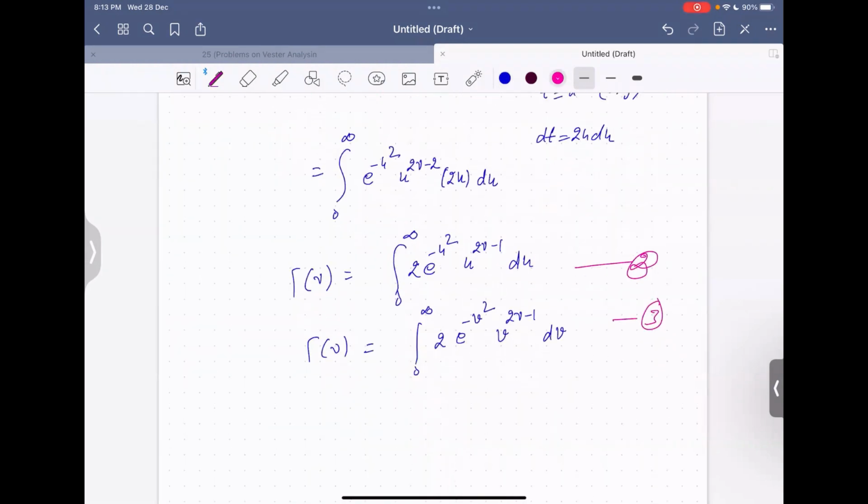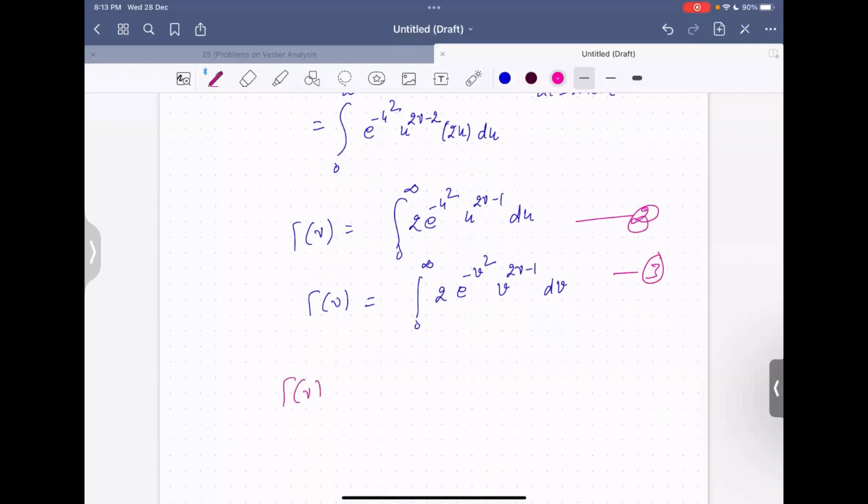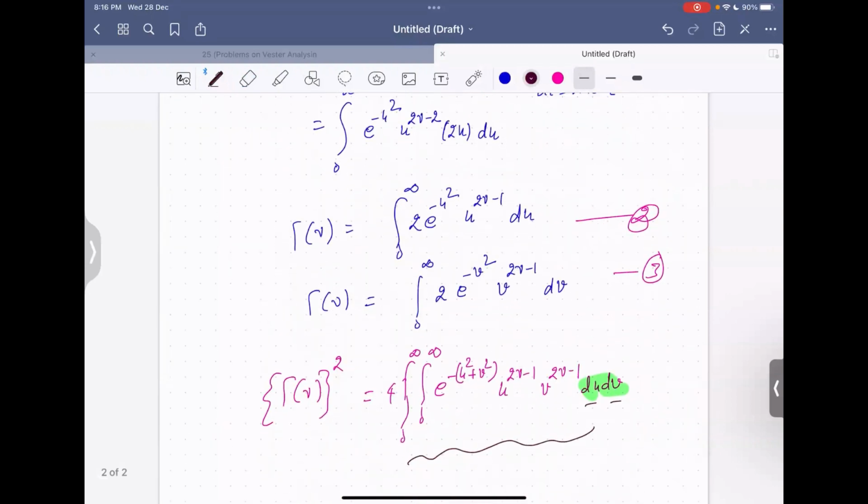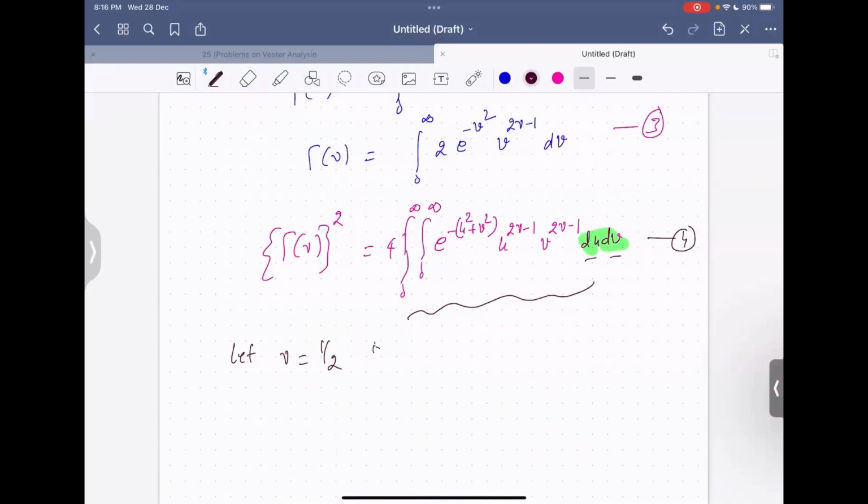Now what I'm going to do is multiply these two. So I'm going to get gamma nu square on the left hand side, and on the right hand side I'm going to get the integral from 0 to infinity, twice of these, 2 twice 4, right? Which means e to the power minus u square plus v square, and u to the power 2 nu minus 1, v to the power 2 nu minus 1, and du dv. So basically a double integral with the same limit 0 to infinity. My aim is to calculate gamma half. So let me put nu equal to half in equation 4.